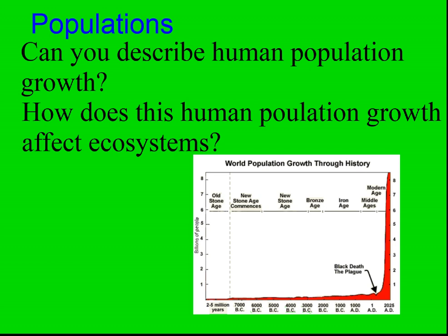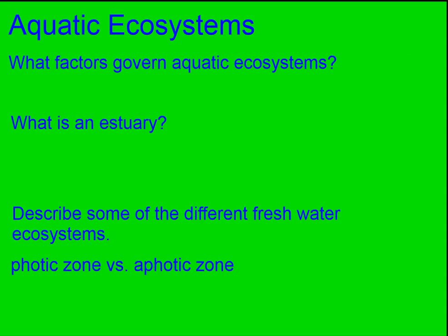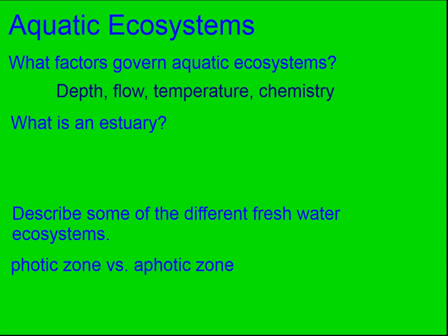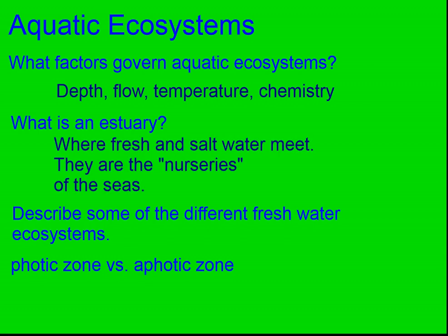Okay, aquatic ecosystems. What factors govern aquatic ecosystems? That would be depth, flow, temperature, and chemistry of the water. What is an estuary? This is a place where the fresh water meets the salt water. They are the nurseries of the seas and are very important. We need to conserve them.